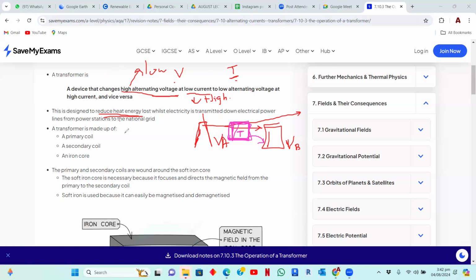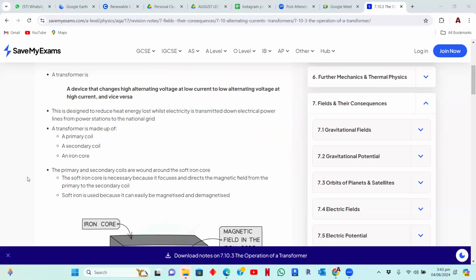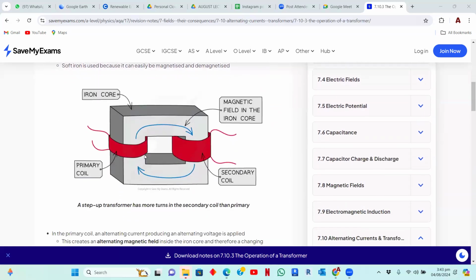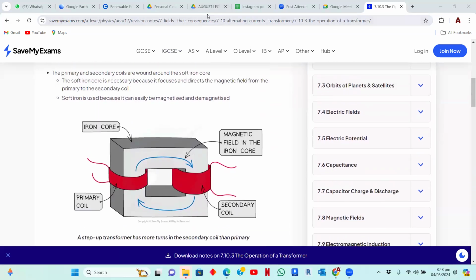If you look at the mechanism or the build-up of a transformer, it's made of a primary coil, a secondary coil, and an iron core. Now let's see what these coils are and what's the function of these coils and the core. Okay, look at this diagram. This diagram is going to help you understand the mechanism of a transformer.